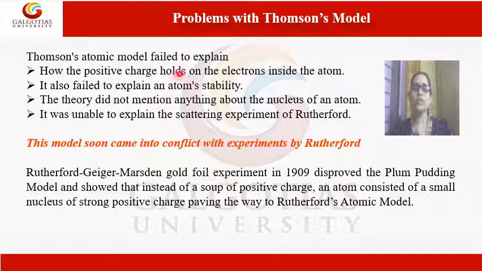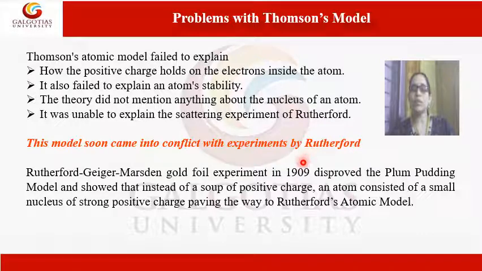Before that, we'll describe the drawbacks in Thomson's model. Thomson's atomic model failed to explain how the positive charge holds the electrons inside the atom. It also failed to explain an atom's stability. The theory did not mention anything about the nucleus of an atom. And it was unable to explain the scattering experiment of Rutherford.